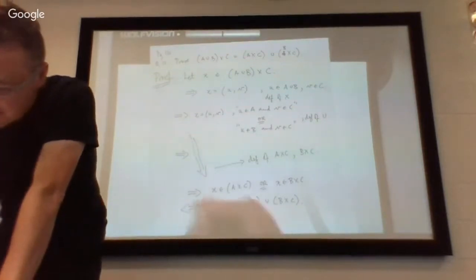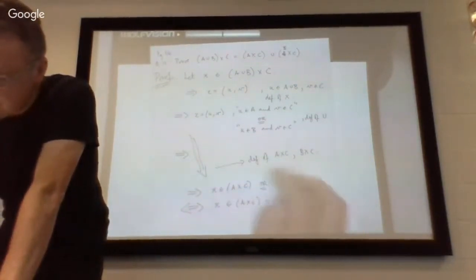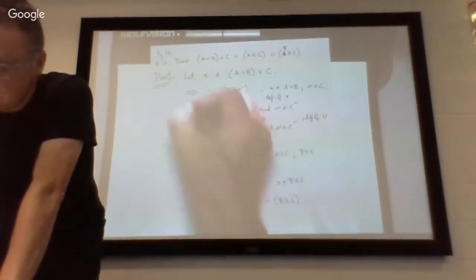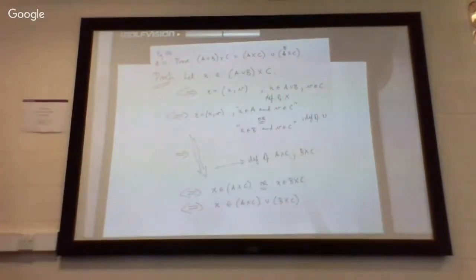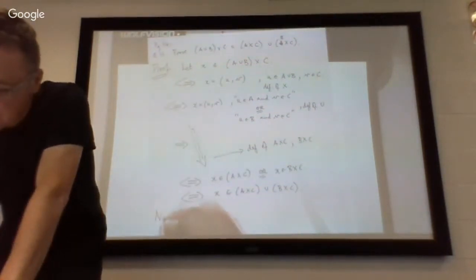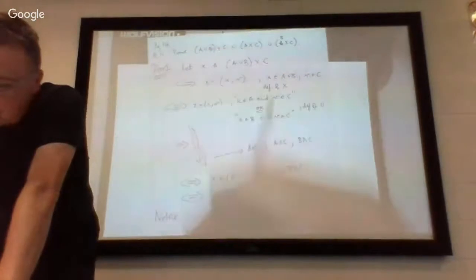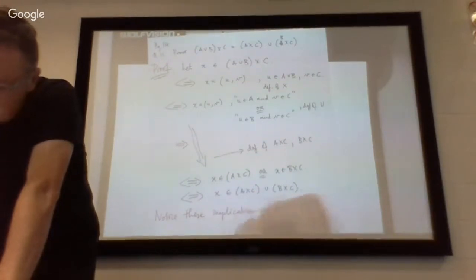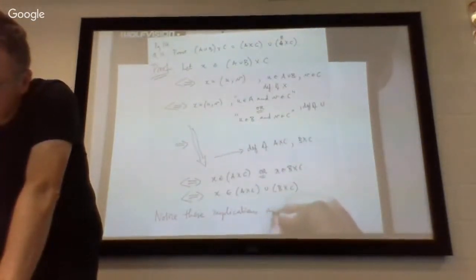So actually that's equivalent to this statement. This statement is equivalent to this one up here. That statement is equivalent to this one, and this one is equivalent to the one before it as well. So notice, when I first wrote it down, there were implications, but in red, these implications from top to bottom are actually equivalences.